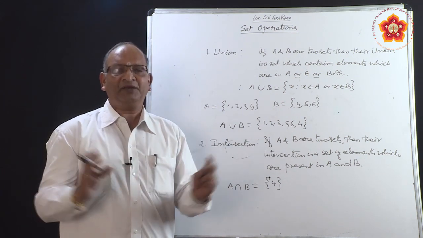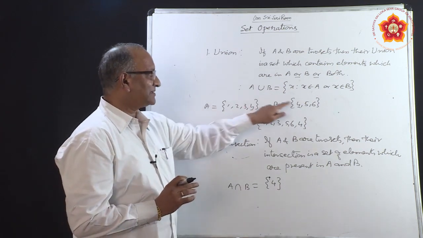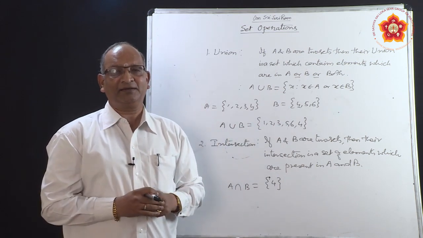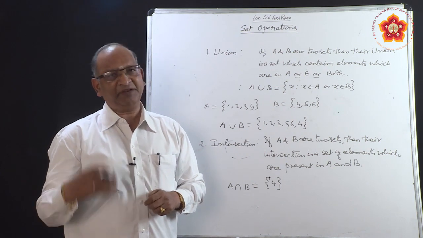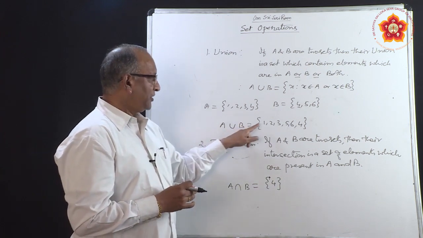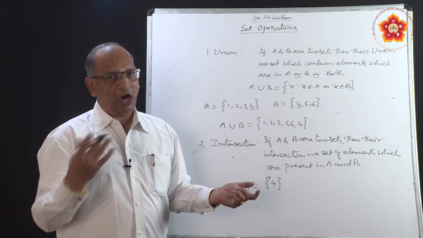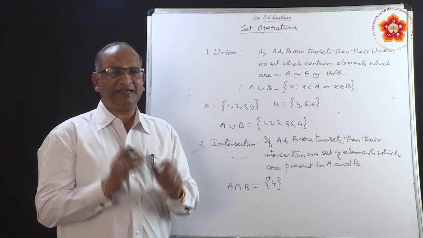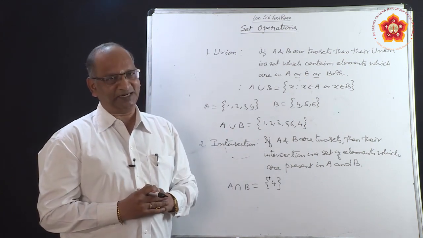In union, we collect all the elements. Even though 4 has come in both, while writing we write only once. We already discussed that. In a set, we don't repeat the elements. Even if they come 3-4 times, we count it only once. So, union basically consists of elements which are in A or B or both, whereas intersection is a set which contains the elements which are in A and B. So, this is the second operation.